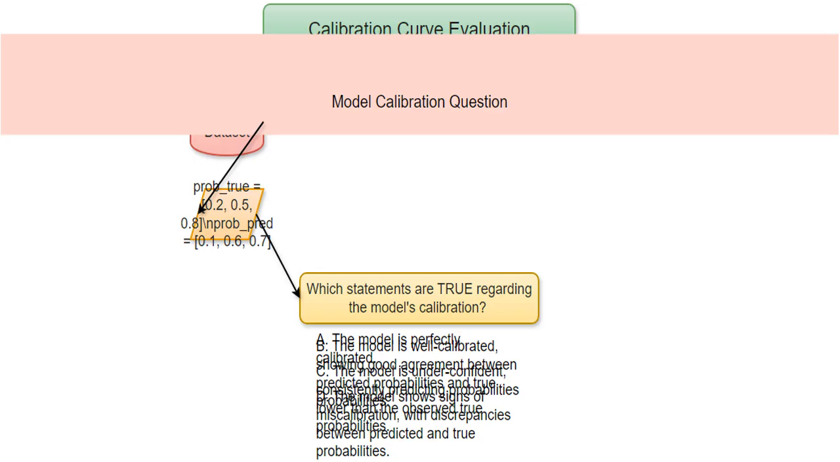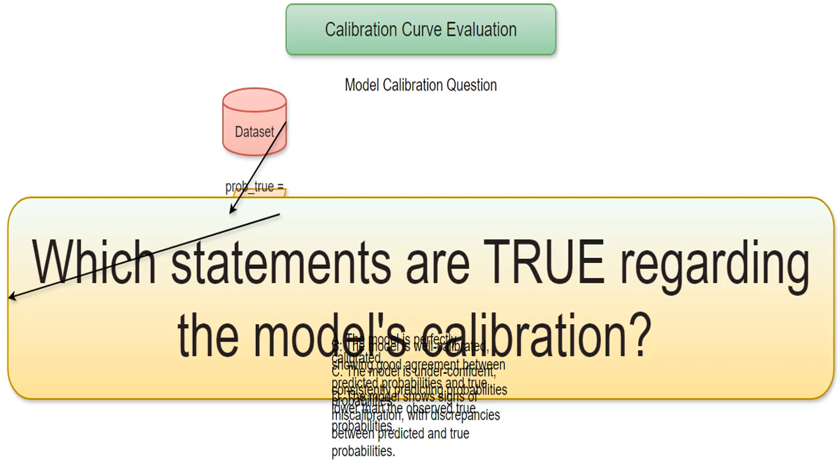This is the core of the problem. We need to figure out how well the model's predictions match reality, using those lists I just explained. This question asks us to evaluate how well calibrated the model is based on the data. A well-calibrated model's predicted probabilities should closely reflect the actual probabilities. In other words, if the model predicts a 70% chance of rain, it should rain in about 70% of those cases. We will examine the four options provided to determine which accurately reflect the model's performance.